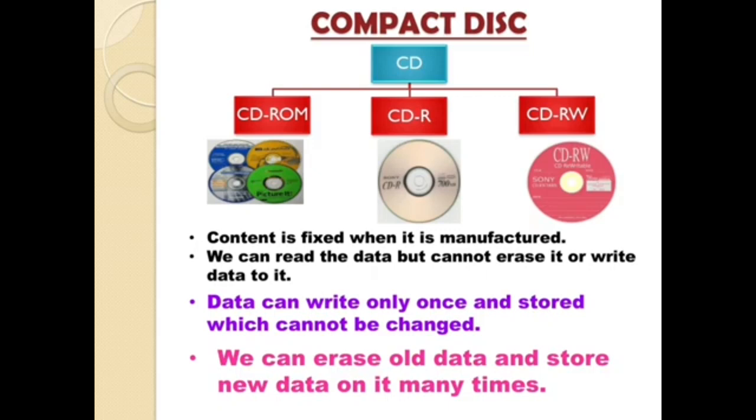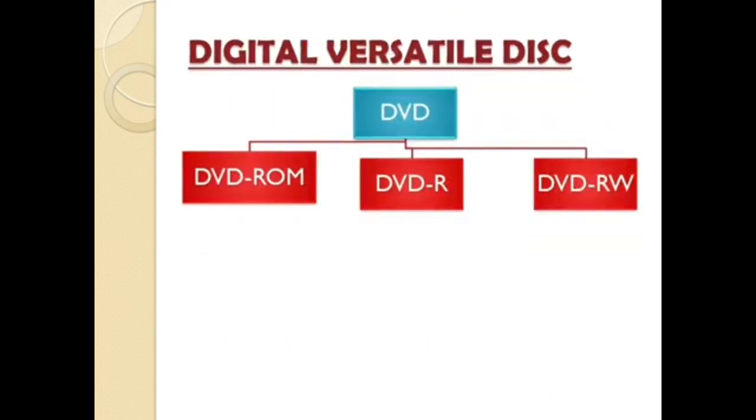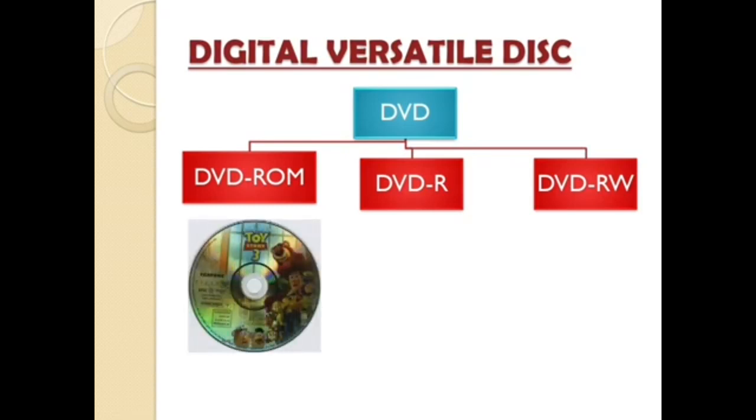This is also one type of storage device. Like that, digital versatile disk, that is DVD, also contains three types. One is DVD-ROM, another one is DVD-R, and another one is DVD rewritable. Here also the first one, see, it is like a CD, no? So when it is manufactured, the content has been stored, that we cannot change.